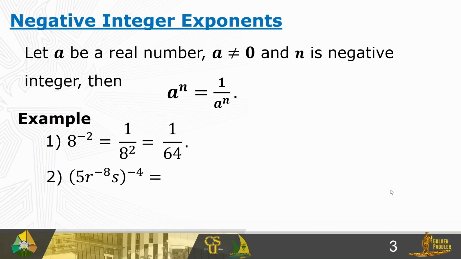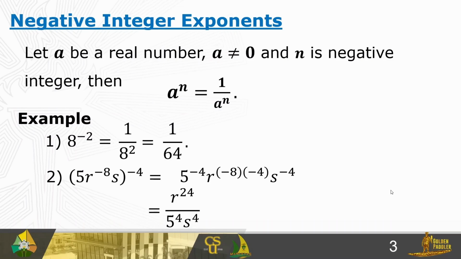Another example, the expression 5r raised to the power of negative 8 s raised to the power of negative 4. So we are going to distribute the exponent negative 4 to the exponents of the bases. So we have 5 raised to the power of negative 4, r raised to the power of negative 8 times negative 4, times s raised to the power of negative 4.